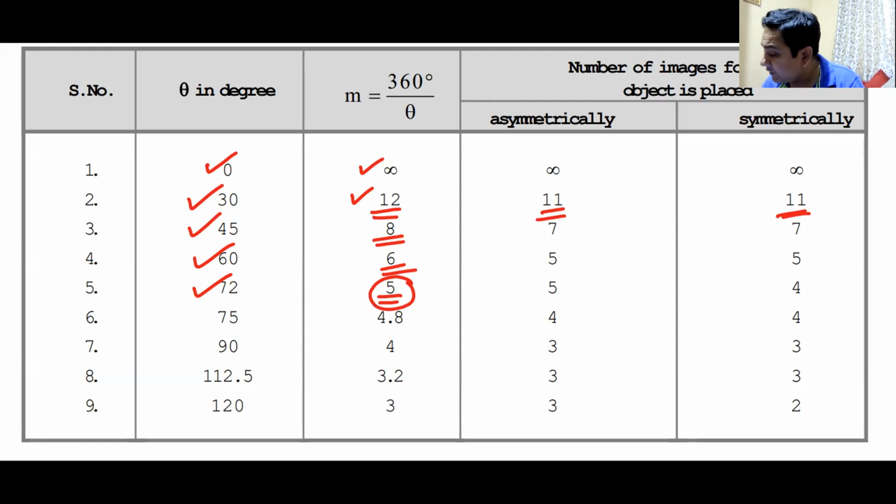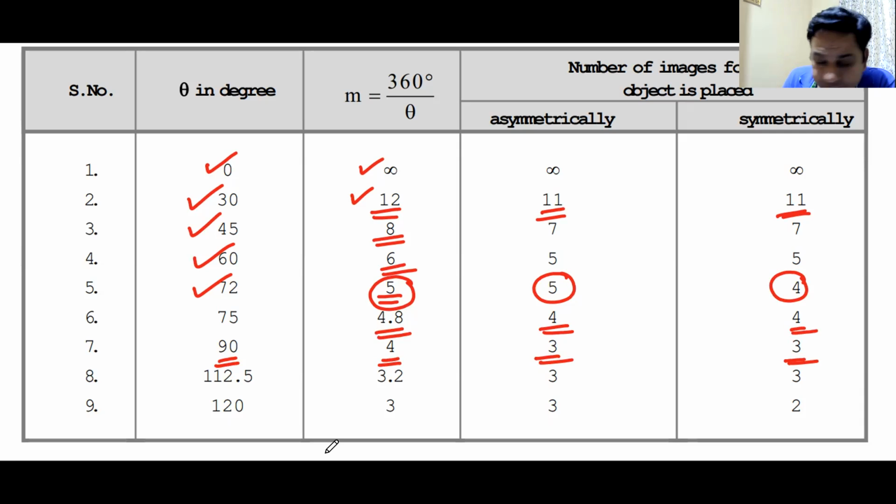If it is odd, if it is not placed symmetrically, the number of images is same. If it is placed symmetrically, the number of images is 1 less. If it is 4.8, then the number of images will be 4. In case of 90, it is an even number, so the number of images is always 3, and so on. Do we understand this? How we have achieved this? So you can just have a look at this table and understand what we had discussed. Is this table clear to everyone?